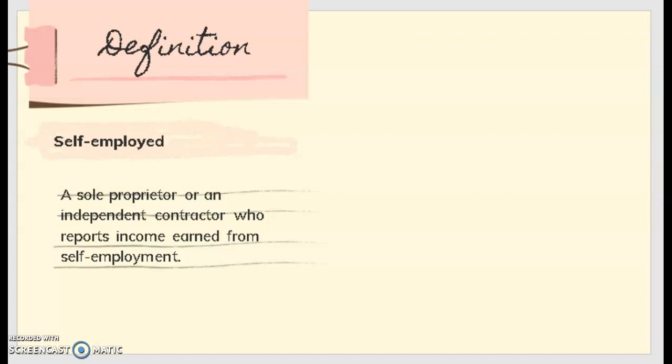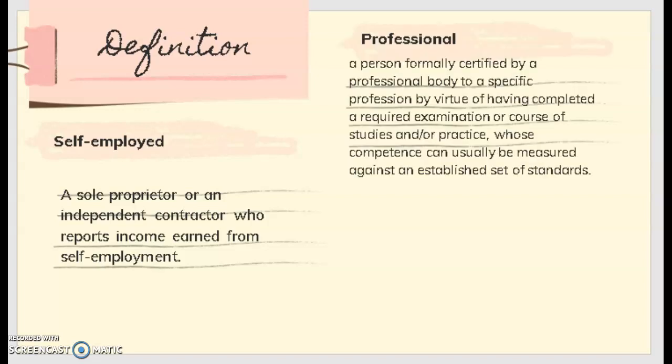So now, for professionals, this refers to a person formally certified by a professional body to a specific profession by virtue of having completed a required examination or course of studies and/or practice whose competence can usually be measured against an established set of standards. So you have, for example, lawyers, engineers, accountants, and technical consultants.